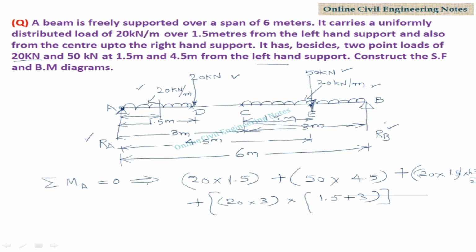There is an anti-clockwise moment, RB into 6. RB is the vertically upward force which is making anti-clockwise moment with respect to A. RB is the vertical force into perpendicular distance from B to A. We have taken all the clockwise moments as positive, so anti-clockwise moment is negative. Minus RB into 6 is equal to 0. 6 RB is equal to 547.5. Therefore RB is equal to 91.25 kilonewton.